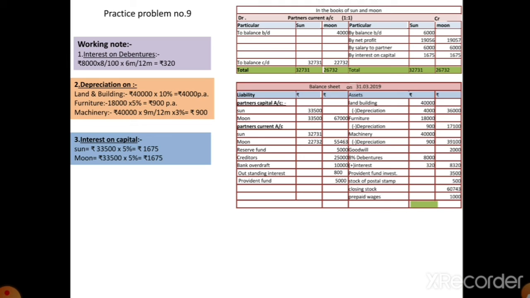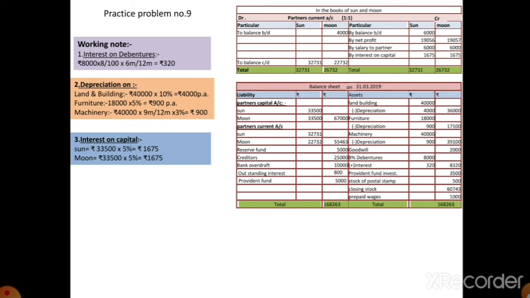How it is shown: first of all we write the partners current account, then we write the Sun closing current account amount, that is 32,731, and Moon current account 22,732, that comes from the partners current account, and the total of this partners current account is 55,463. So student, now is the closing time of the balance sheet. First of all we take the total of the liability and assets side. We find that both sides' amounts are the same, that is 1,68,263. So our balance sheet is tallied.